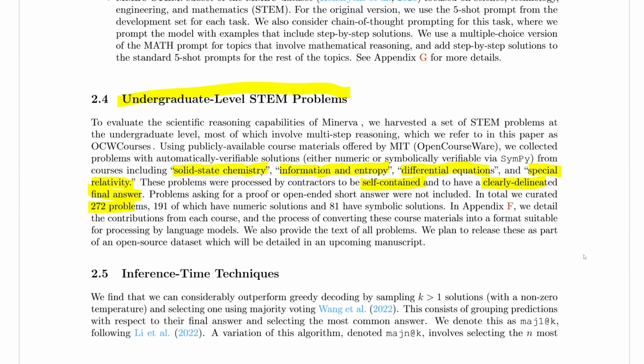Overall, there's 272 of these problems, and they break that down into two categories. 191 of them have numerical solutions, so the answer is going to be a number, and 81 have symbolic solutions. So that would, I guess, be something like an equation, like saying x is greater than y. That's a fairly simple example, but something of that form.